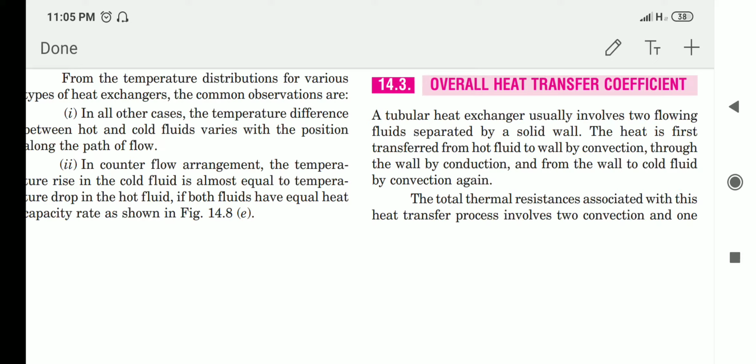Hi friends, we are continuing our discussion on heat exchangers. Today we are going to study some more important theory concepts as far as heat exchangers are concerned. One of the most important concepts is the overall heat transfer coefficient, which is a very frequent term used in heat exchanger analysis. So let us see a tubular heat exchanger.